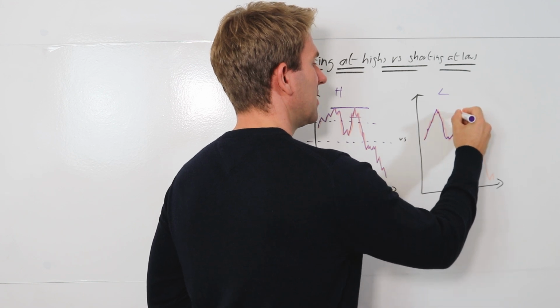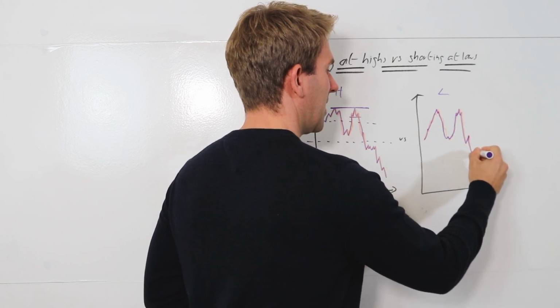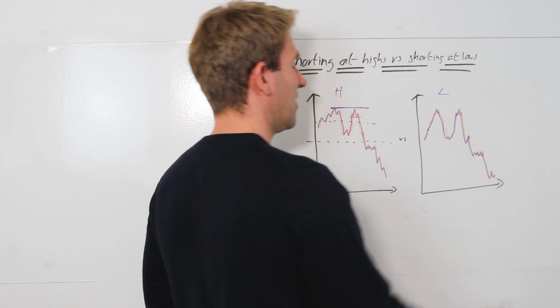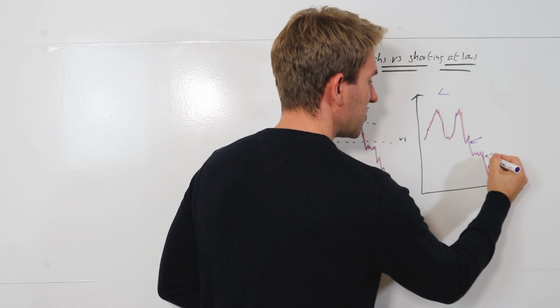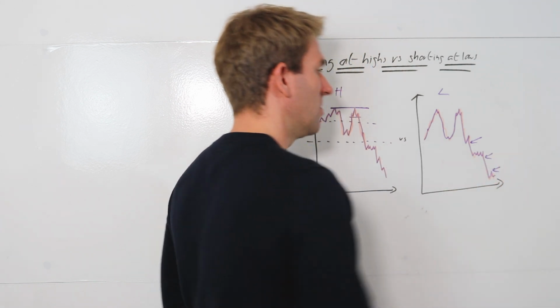Let me just redraw it quickly in the purple. It's supposed to be the same pattern. I know it's not identical, but it's supposed to be very, very similar. It would be stuff like, okay, I'm going to sell a break of this low here. I'm going to sell this bear flag here. Maybe I'll sell this pullback here.